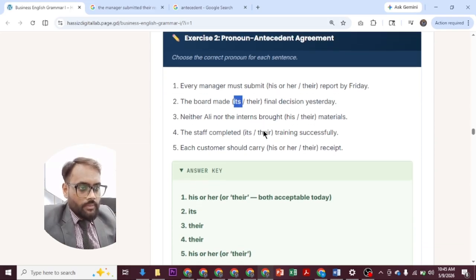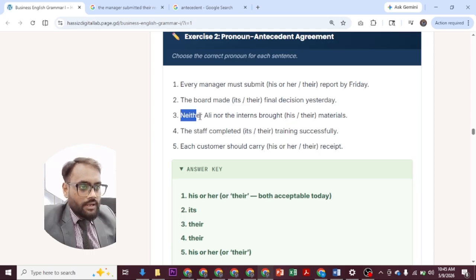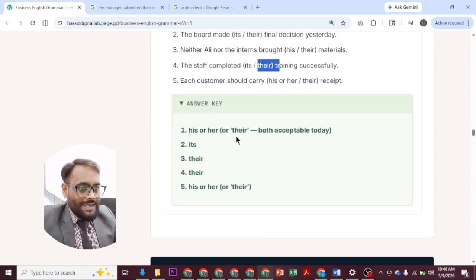Okay, let's talk about the third point: neither Ali nor the interns brought dash material. Neither Ali nor the interns brought their material. Why? Because we have the interns over here. Okay, the staff completed dash training successfully. The staff completed their training successfully, according to the gender or multiple people over here. Okay, each customer should carry his or her, or their, receipt.